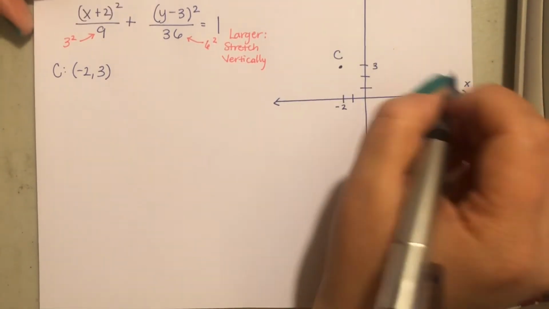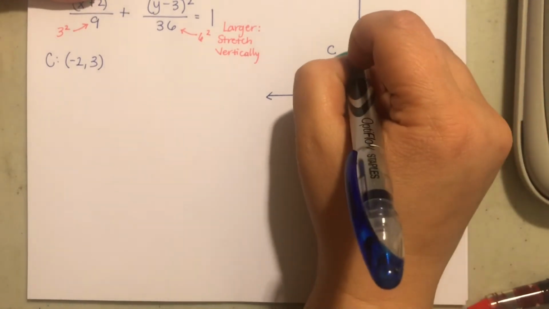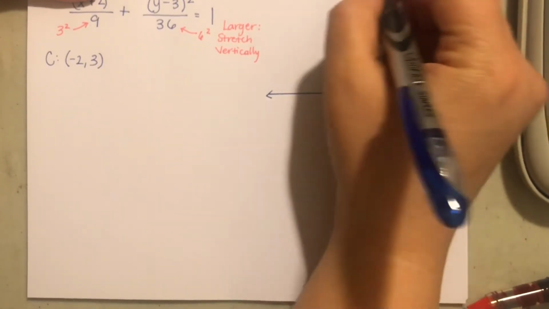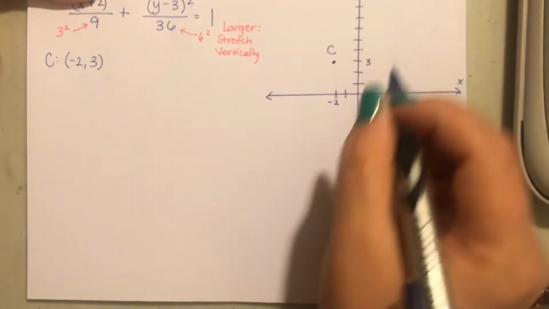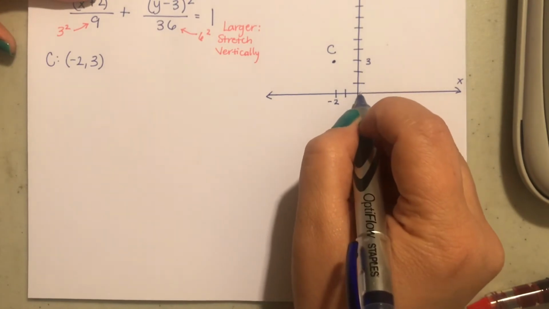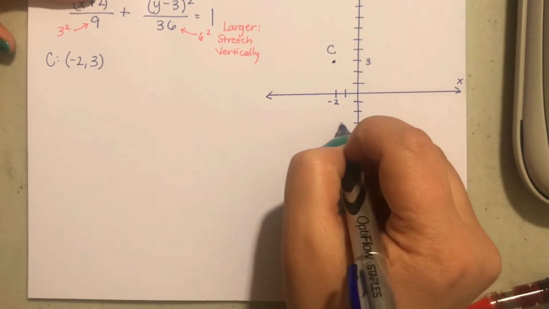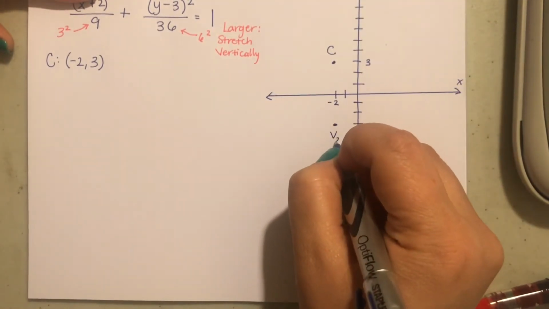Center, okay? We're going to go 6 up and down. So 1, 2, 3, 4, 5, 6 takes us to the number 9. Again, lining it up. 1, 2, 3, 4, 5, 6 takes us down to -3. Those are our two vertices.